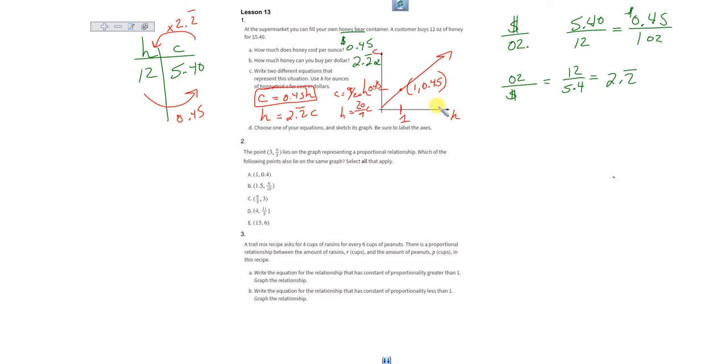Pretty easy. If I did it the other way around, it would be 1 and 2.2 repeating. And that would be 1 dollar of cost for every 2.2 repeating ounces of honey. Boom, shakalaka. That's problem number 1.